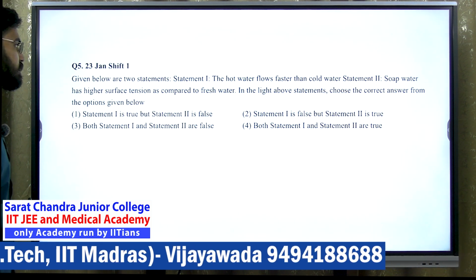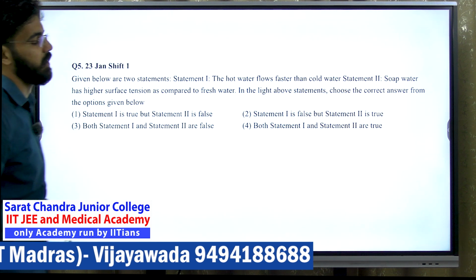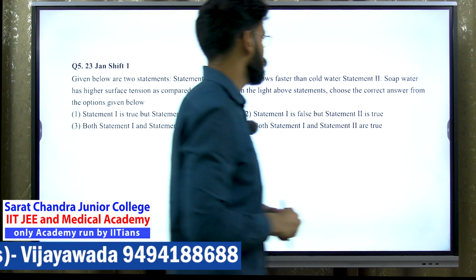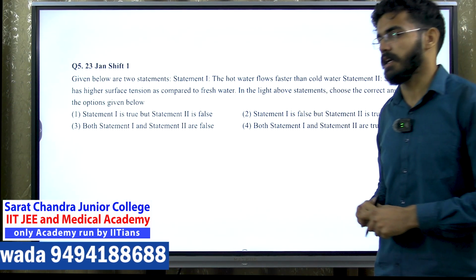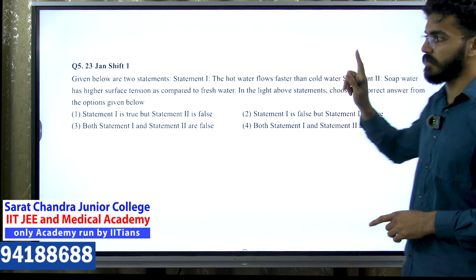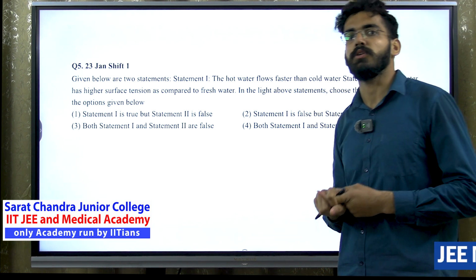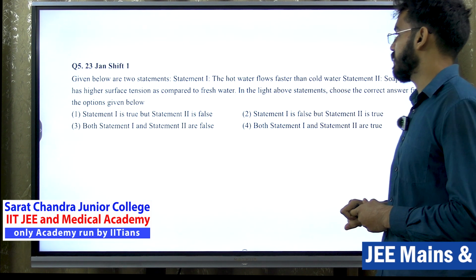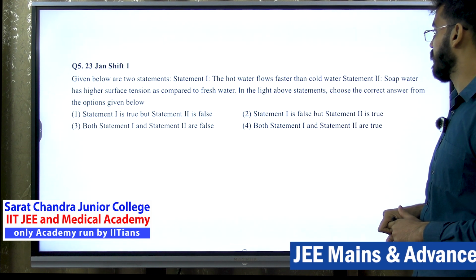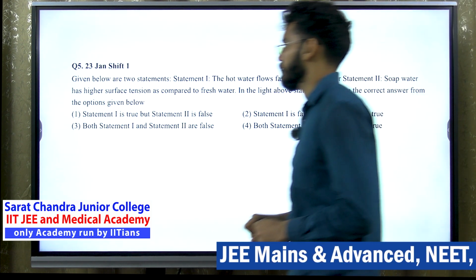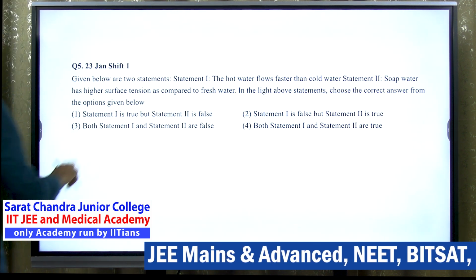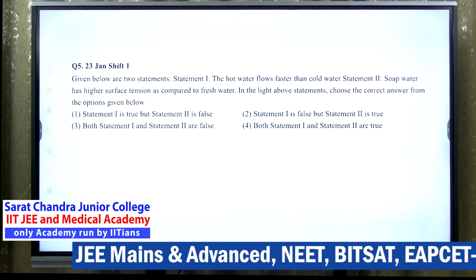Soap water has higher surface tension as compared to fresh water. No, soap water is a surfactant, right? So for soap water the surface tension is lower. Soap is added to the water for lowering the surface tension. Understood? So this statement is false. First statement is true, second statement is false, so your answer is option number 1.